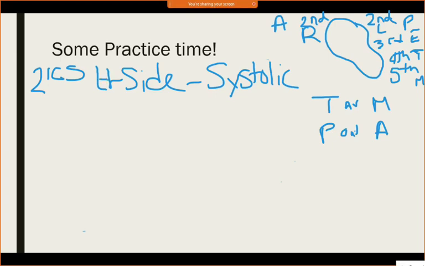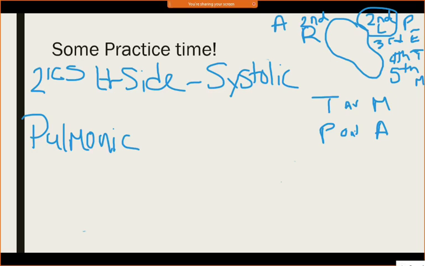So this is what messes people up all the time. So second intercostal space, left side. You would think, you know it's an outflow valve, and you know the outflow valve from the left side is aortic, but it's not. The aortic is on the right side. Second intercostal space, left side, is the pulmonic valve. Oh, I wish it was easier. So it is pulmonic valve.